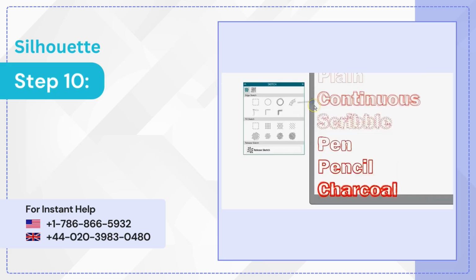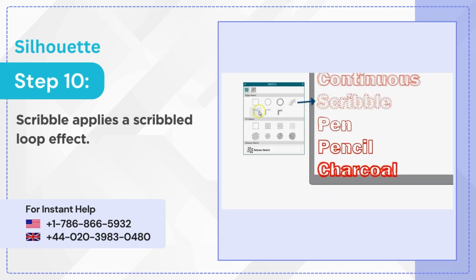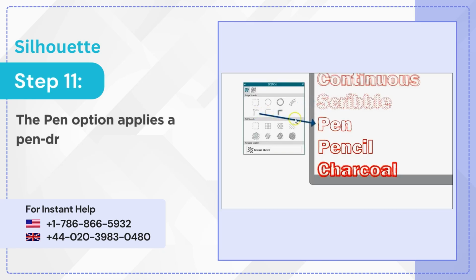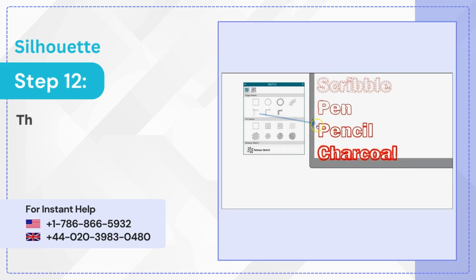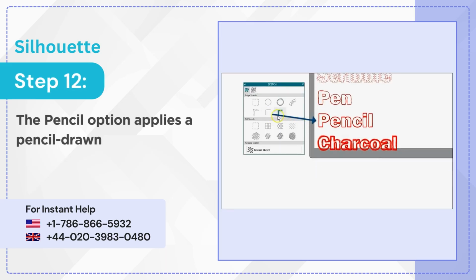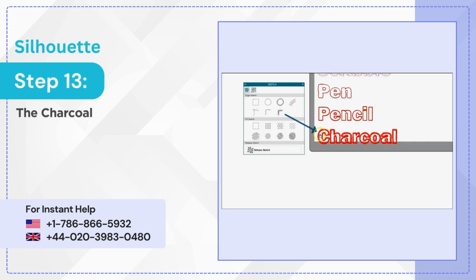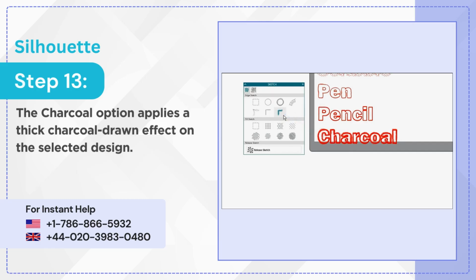Step 10. Scribble applies a scribbled loop effect. Step 11. The pen option applies a pen-drawn appearance to the edge. Step 12. The pencil option applies a pencil-drawn appearance. Step 13. The charcoal option applies a thick charcoal drawn effect on the selected design.